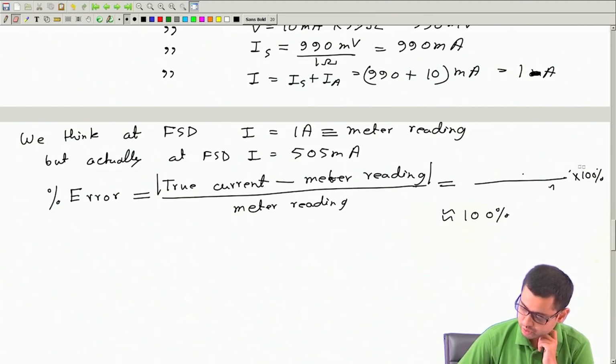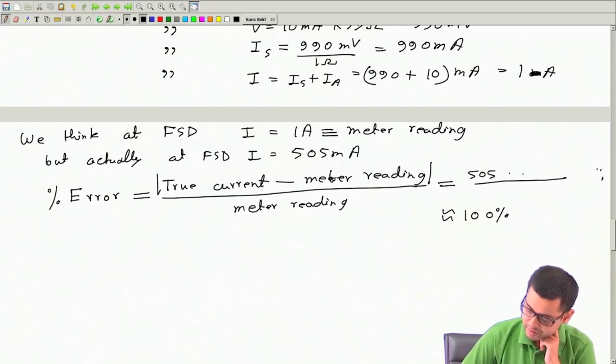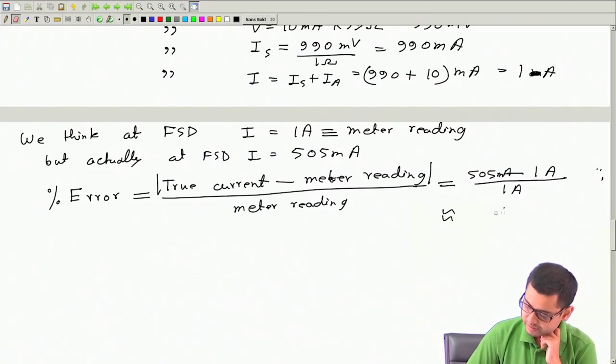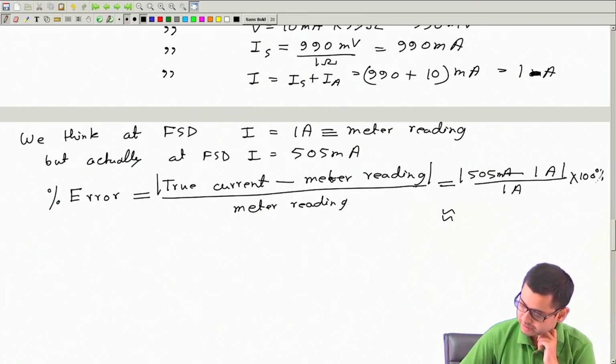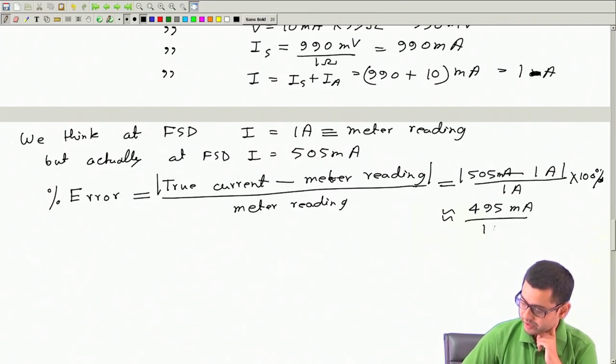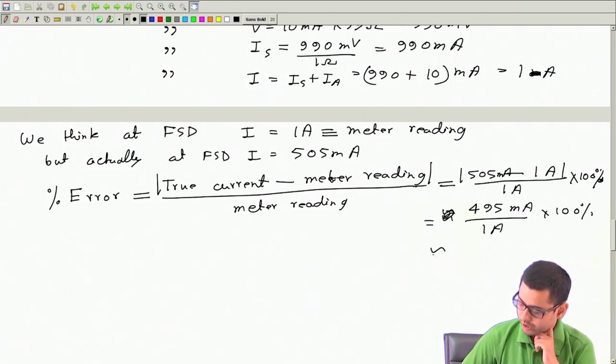Let me correct it. So the true current is 505 milliampere minus the meter reading 1 ampere, divided by 1 ampere. Then you can take a mod sign, into 100%. Then this will be like 495 milliampere by 1 ampere, into 100%. This is approximately equal to 50%. Okay, huge error.